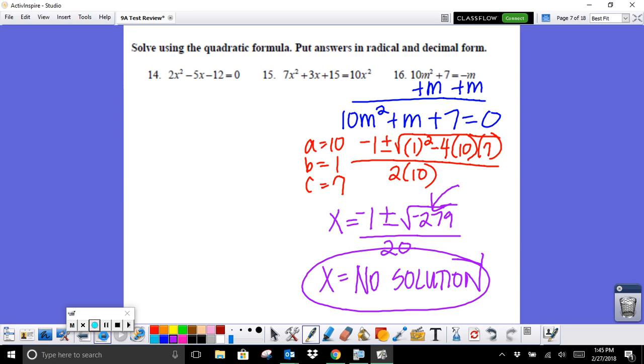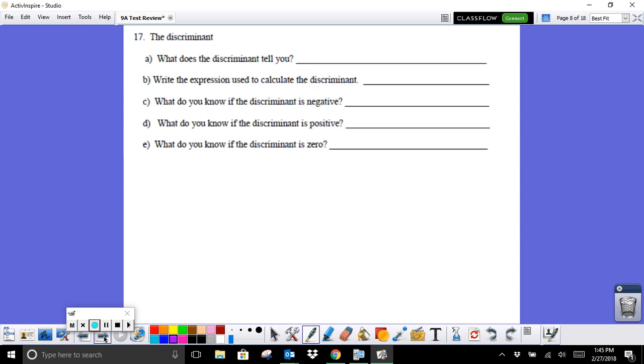All right, number 17. We're going to talk about the discriminant. So what does the discriminant tell you? It tells you how many solutions you have.